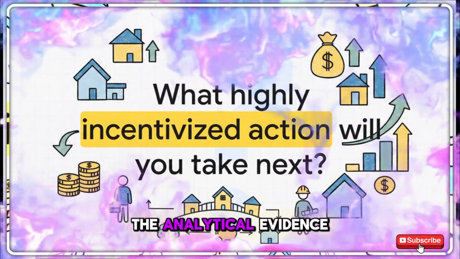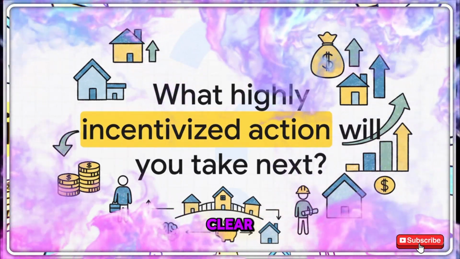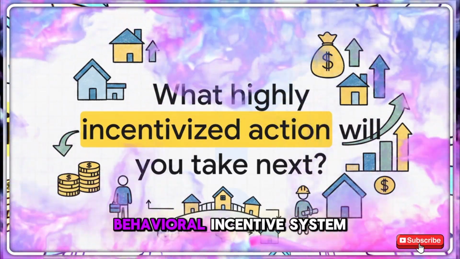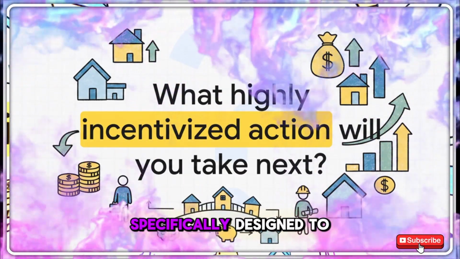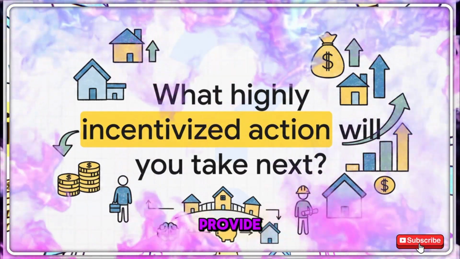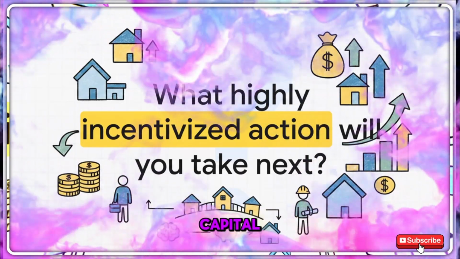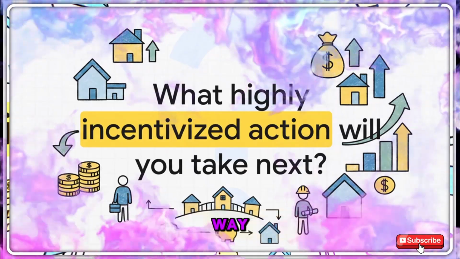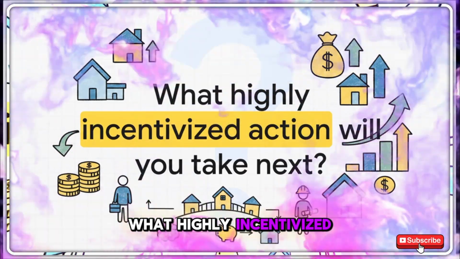The analytical evidence makes it abundantly clear. The tax code is not just a set of punitive rules. It is a behavioral incentive system specifically designed to reward those who provide housing and deploy capital. So if the code is explicitly rewarding you to invest and operate this way, what highly incentivized action will you take next?